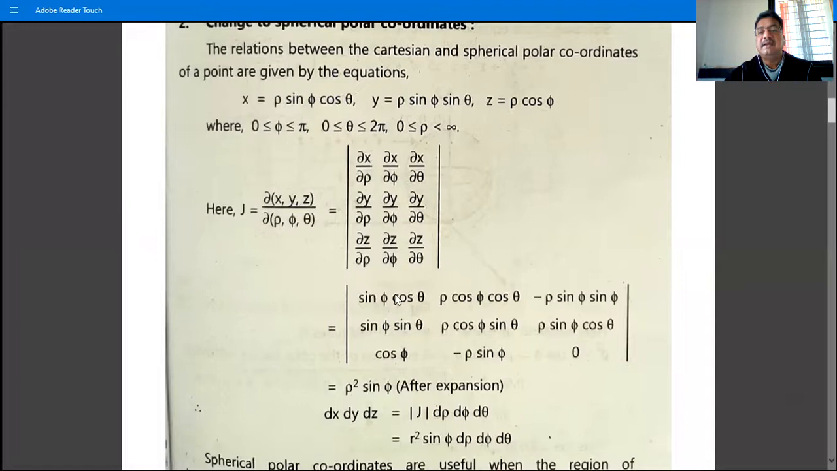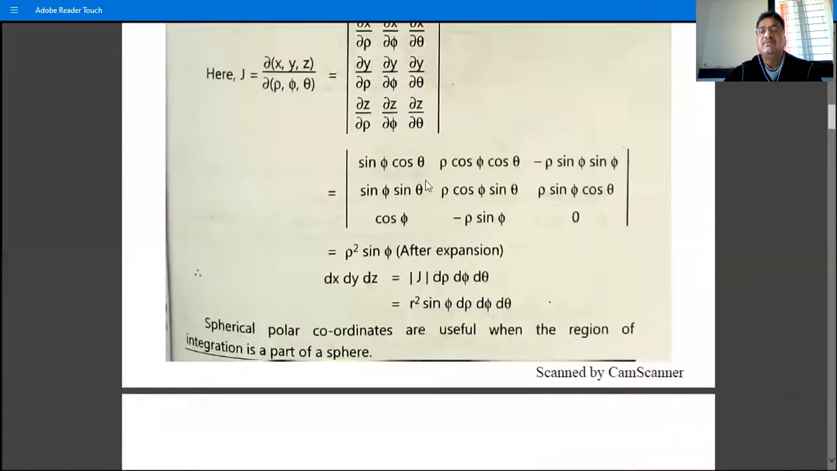Okay. Similarly, the derivative of y with respect to rho, phi, and theta, and the derivative of z with respect to rho, phi, and theta. With respect to theta, the derivative is 0. So after finding this determinant, we have the answer rho square, or r square sine phi.